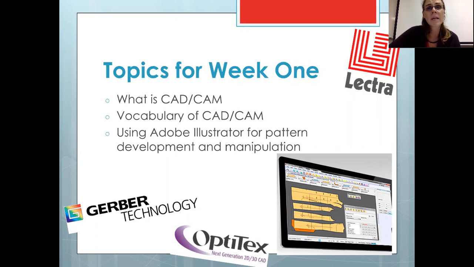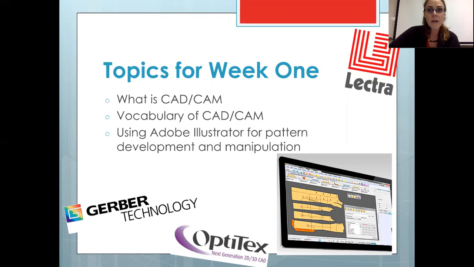There's some vocabulary that is associated with those lessons. There is a terms list, and through those narrated lectures in the CAD/CAM lesson, as well as the readings that are associated with these, you should be able to come up with all the definitions for the terms. Then the main core part of this program is looking at using Adobe Illustrator for pattern development and manipulation.